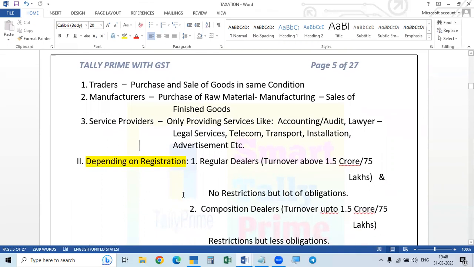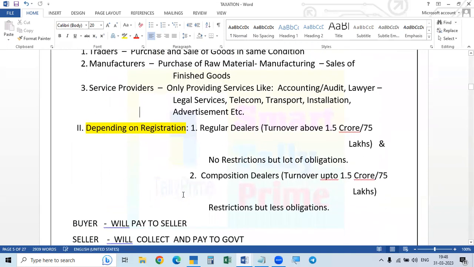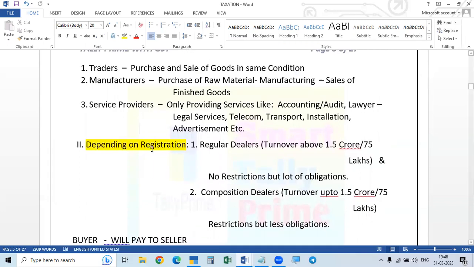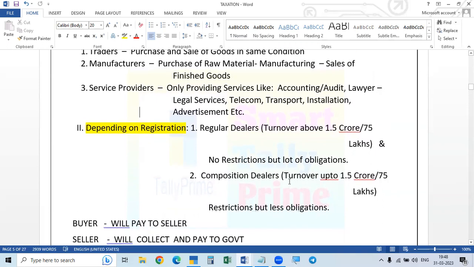What is meant by composition scheme? Composition scheme is meant only for small traders. Small traders are called composition dealers. They have some limit. For composition dealers, if the turnover is up to 1.5 crore, not more than 1.5 crore, they are eligible for the composition scheme.